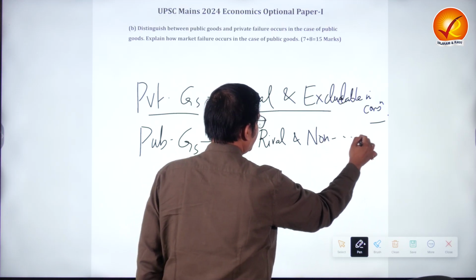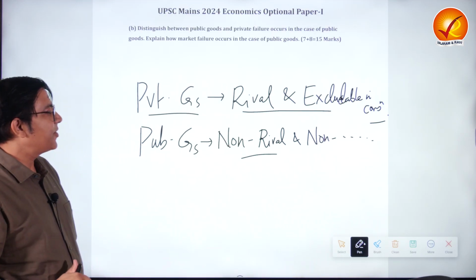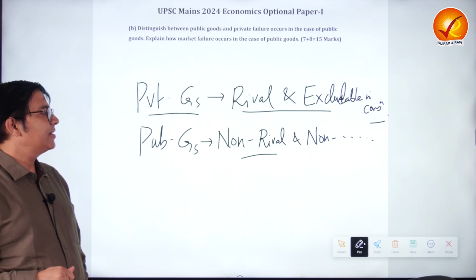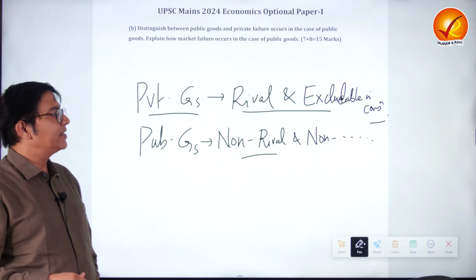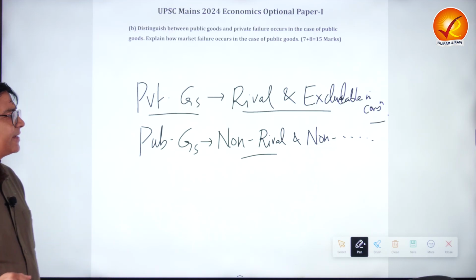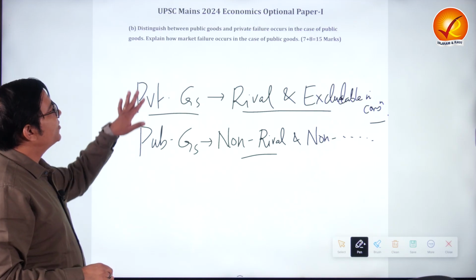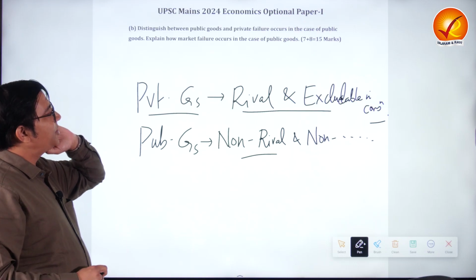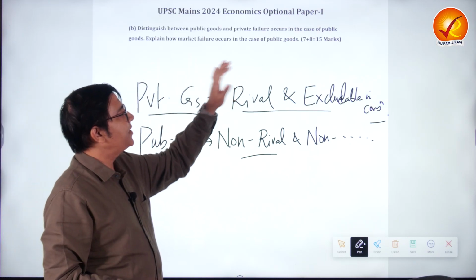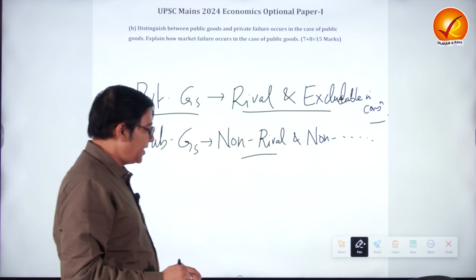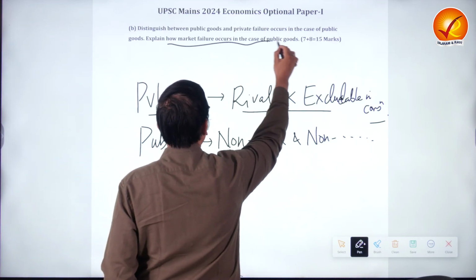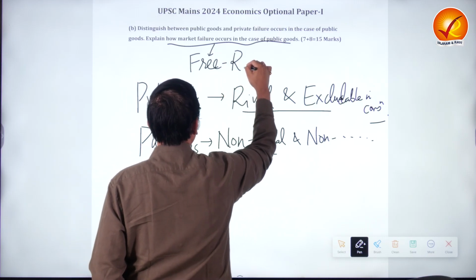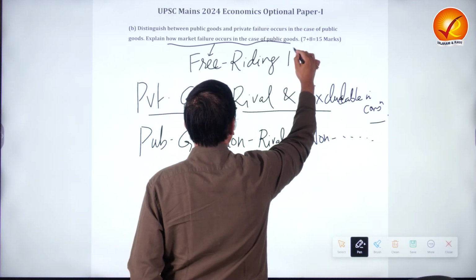Non-rival and non-excludable consumption. Examples are quite unique, like here you can think of defense as a public good, or sometimes we say public information, law and order, and so on. The examples are more like services. So that was the first part of the question, but the more technical part is the second: how market failure occurs in the case of public goods. The second part expects you to write on a problem in public goods which we call the free riding problem.